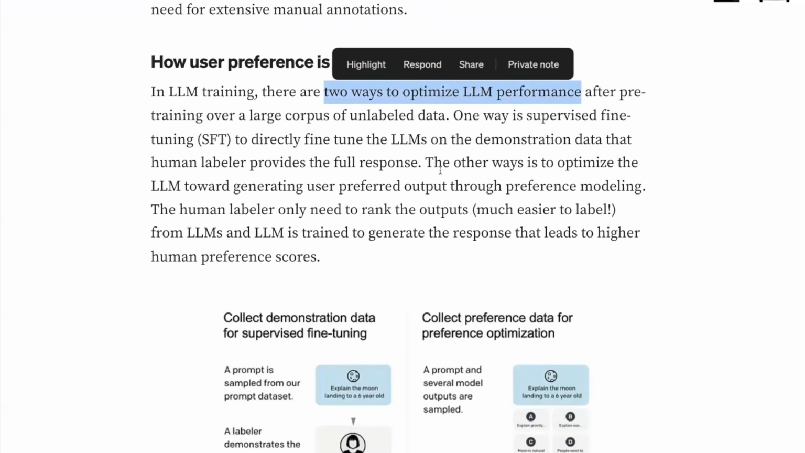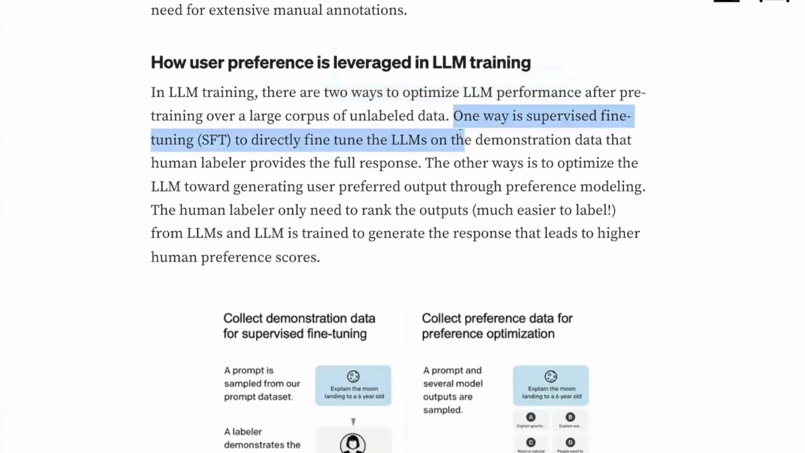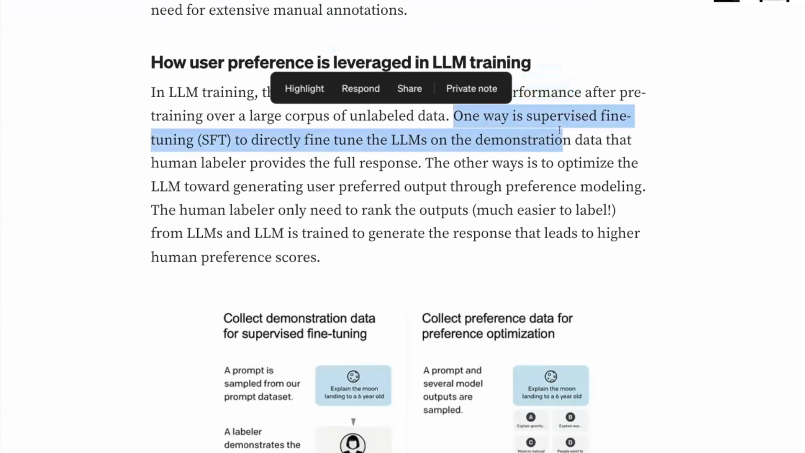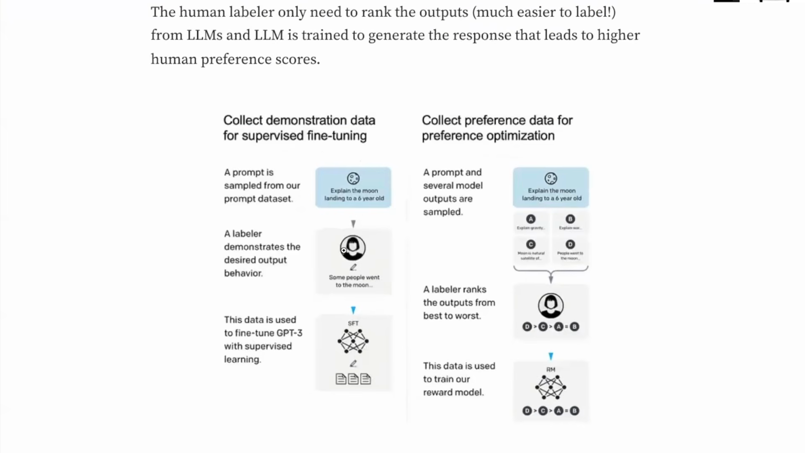we can directly do supervised fine-tuning to fine-tune the model on the demonstration data. I think you are all familiar with supervised fine-tuning, but it's a very labor-intensive task, right? The labelers need to demonstrate what the expected response to this prompt is, right?